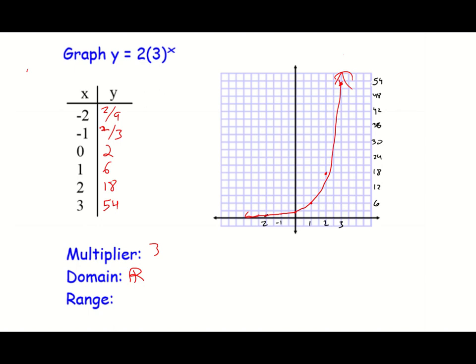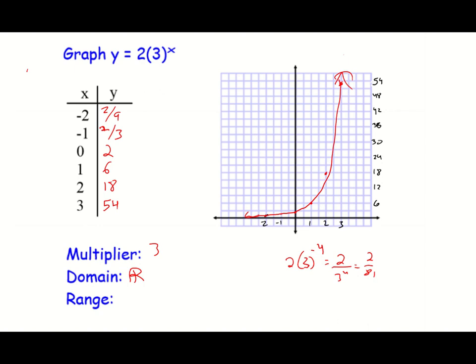And then your range, again, you can get any answer, but it will never be negative, because any negative number you plug in for x is just going to make your y value smaller. Like if you plugged in negative 4, you'll get 2 times 3 to the negative 4. It would be a fraction, with 3 to the 4th on the bottom, which is 2 over 81. So still a positive number. It just happens to be a small fraction.